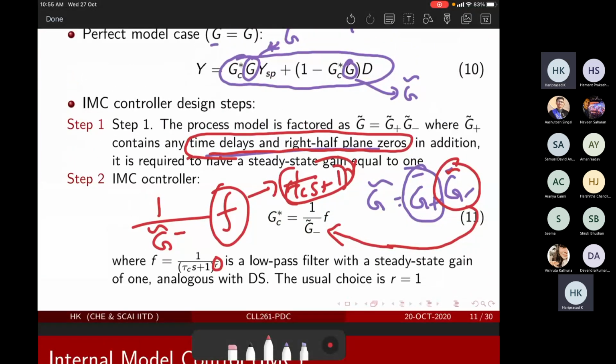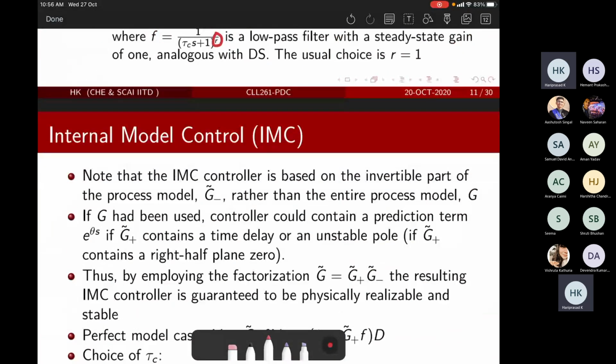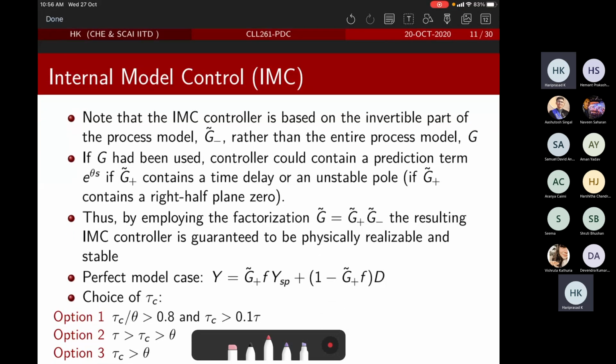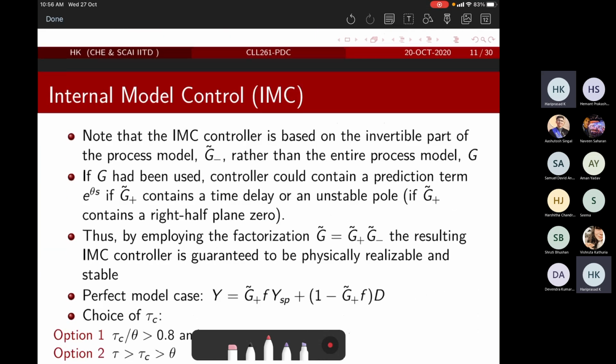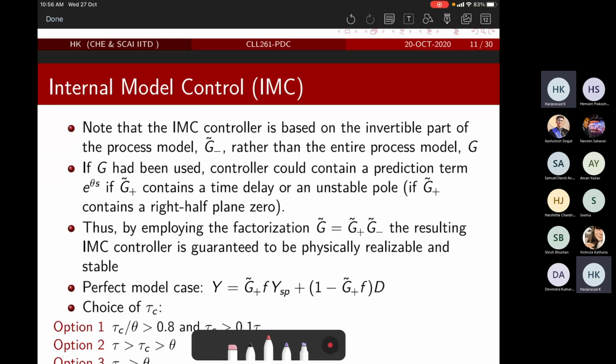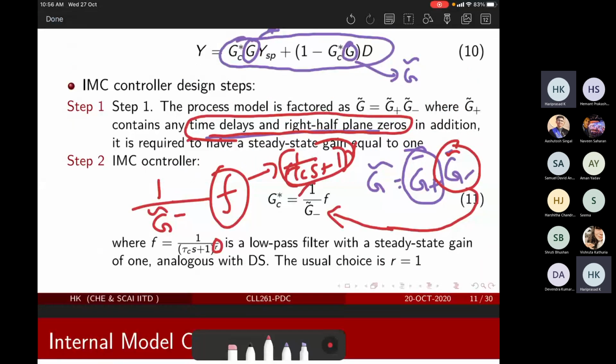Okay, so now what have we achieved by this? When we take the inverse of the model, you have got rid of G plus. G plus would contain terms like right half plane zeros and time delay. When you take one by that, it would result in unstable poles in the right half plane. If you take an inverse, it would be more complex to handle. So you just got rid of that. We only took out the terms that are rational, which you can invert.